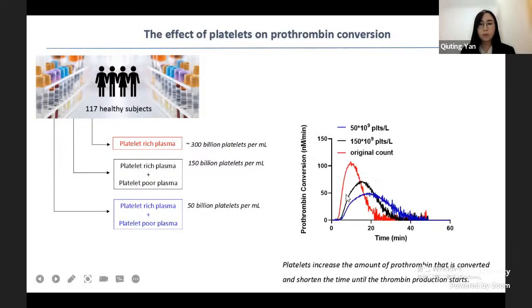We found that when platelet count increases, the rate-related parameters increase. However, the amount of thrombin formation and the total amount of prothrombin conversion did not increase anymore when platelets reached 150 billion per liter, indicating that platelets increase the amount of prothrombin that is converted and shorten the time until the thrombin production starts.